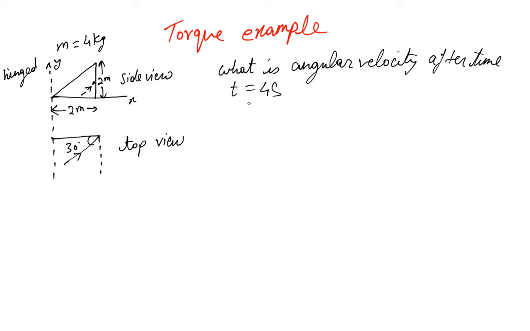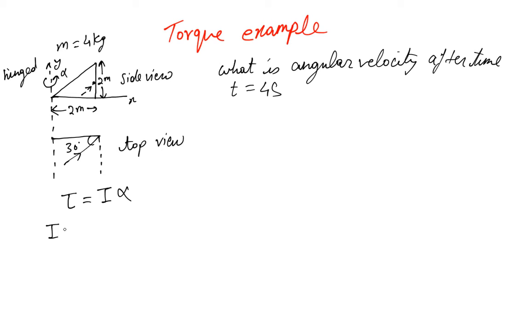So the question is, because of this torque, this whole thing is going to have an angular acceleration about this, and because of angular acceleration, it will gain some angular velocity. So what is the angular velocity after time 4 seconds? So let's begin by calculating the angular acceleration. And we know that torque equals I alpha, and we already have talked about different ingredients. We need to calculate alpha to get the angular velocity, and for that we need to calculate tau and I.